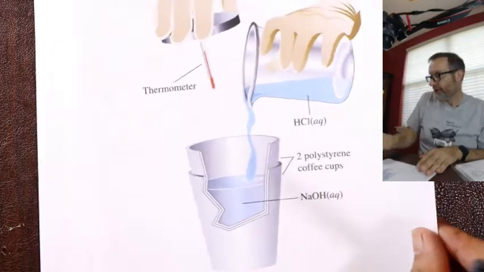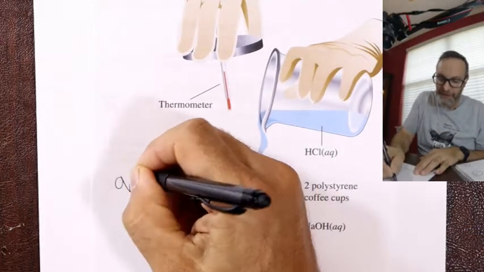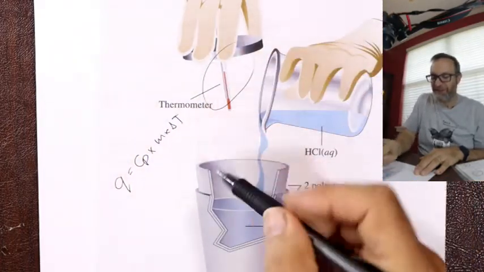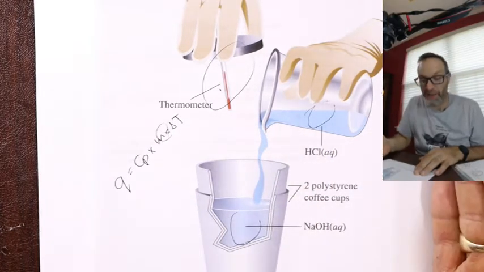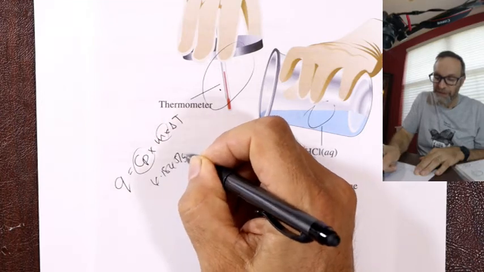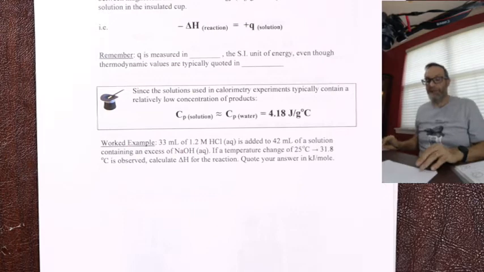So just apply Q equals Cp times M times delta T. Delta T from the thermometer, M from weighing the two solutions before, it's going to be the same weight afterwards, and then Cp is just 4.184 because they're dilute solutions, they're essentially water. So that's our trick.